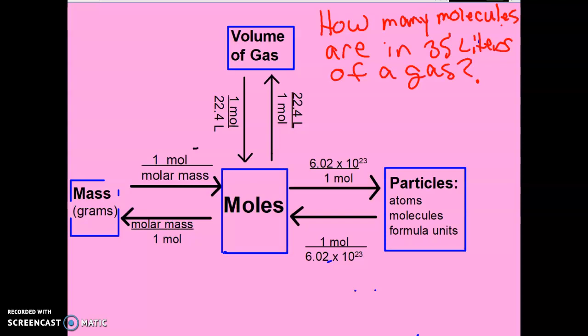My path is going to be, let me do this in blue, going from liters, which is the volume, please know that. I'm going from liters to moles, and then, gosh, can you hear my lizard going crazy? And then to molecules, which of course is our particles down here. So my path is from here to here. So here's how we would set that up. 35 liters. I know I'm really far from the microphone.